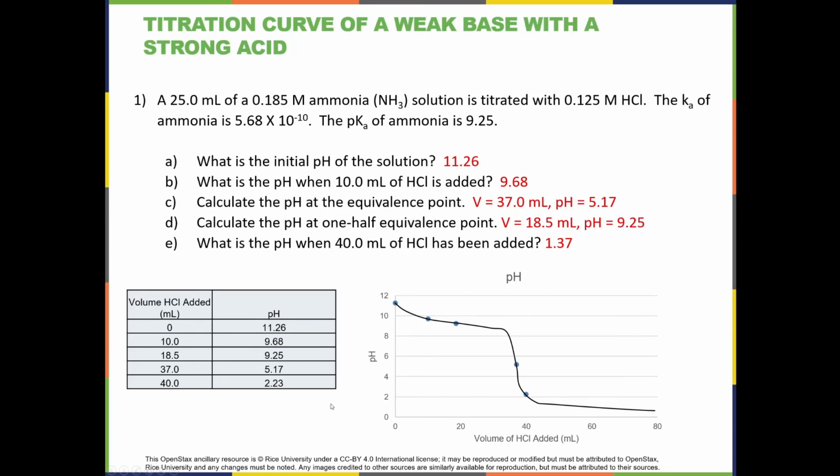Finally, when we added 40 milliliters, we started to come down here to a point where we now have acid solution, and we're adding more acid solution to acid solution, so it's just going to slowly come off. This pH is just going to slowly drop until it reaches a point where it will not drop anymore. So this is the titration of a weak base with a strong acid.